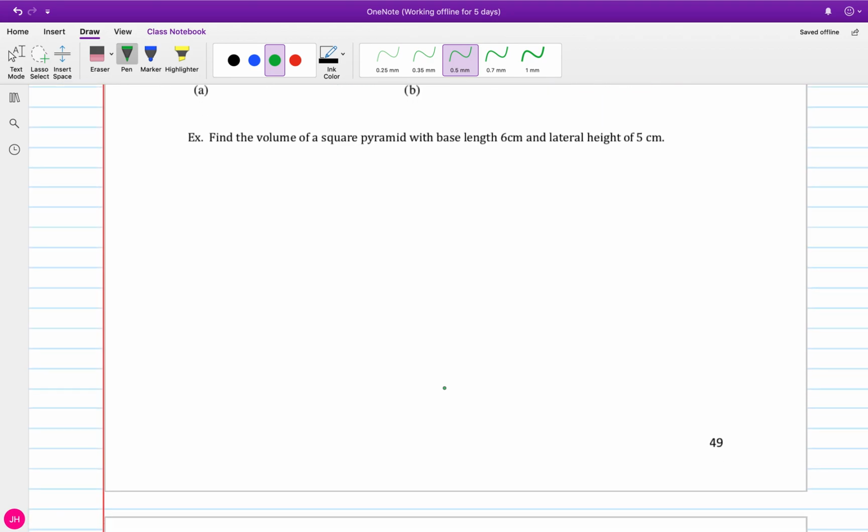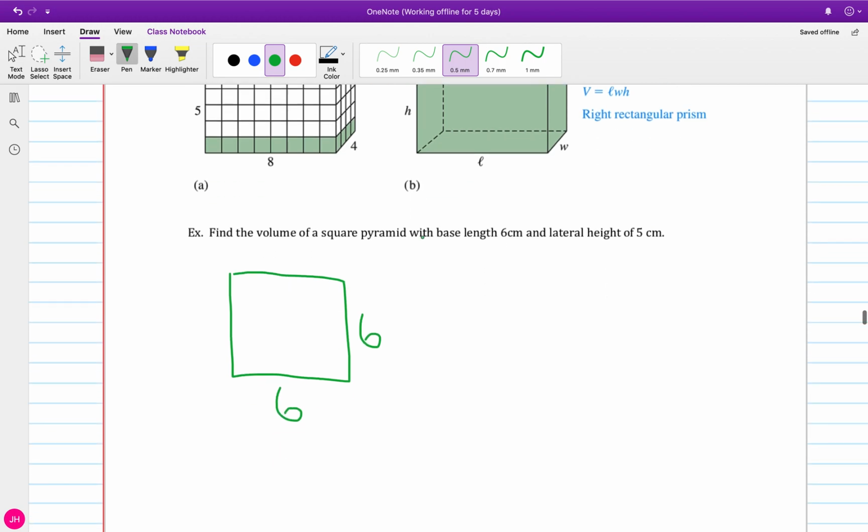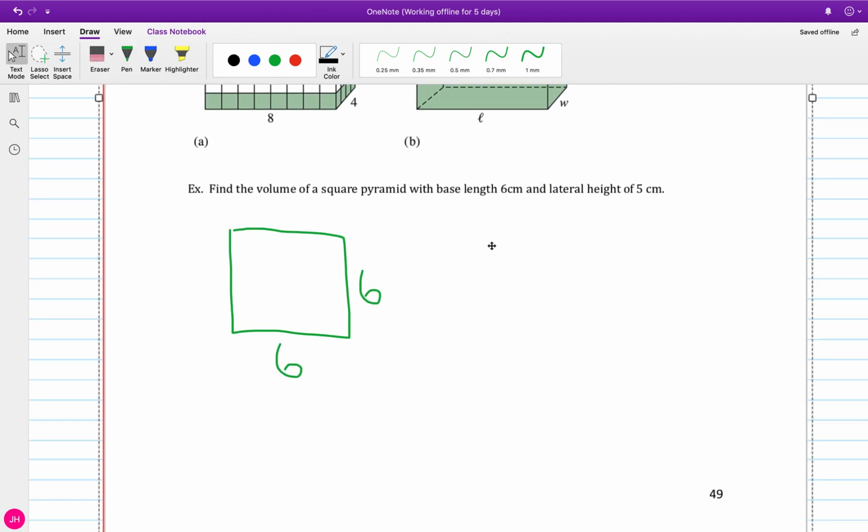We want to find the volume of a square pyramid with base length 6 centimeters and a lateral height of 5 centimeters. A square pyramid has a square for a base, and they told me that it is a square, so the same on each side, which is 6 times 6. So the area of this base is 6 times 6. I'm using my formula up here: 1/3 times the area of the base times H. Capital B is 6 times 6 because that's the area of the base.